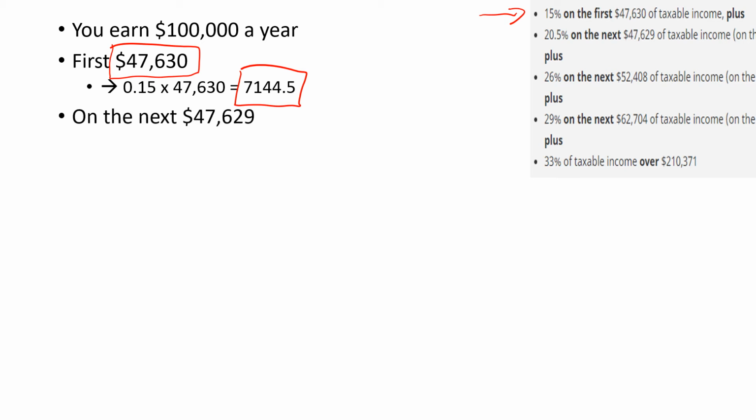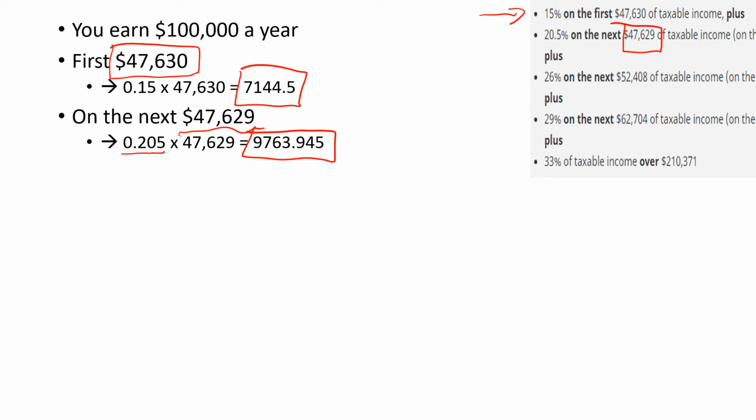Then on the next $47,629, again, we get this number right here. The government gives us this number, and it's right there. We pay at 20.5%. Okay, so since this is a larger percentage right here, it works out that we pay more taxes. So on the first $47,000, we pay $7,144. On the second $47,000, we pay $9,763. So you're paying considerably more.